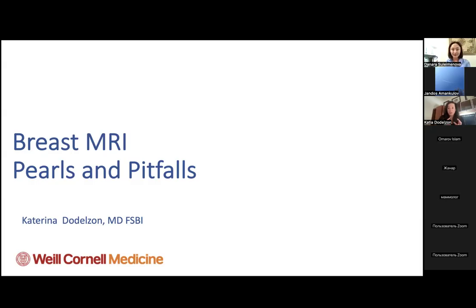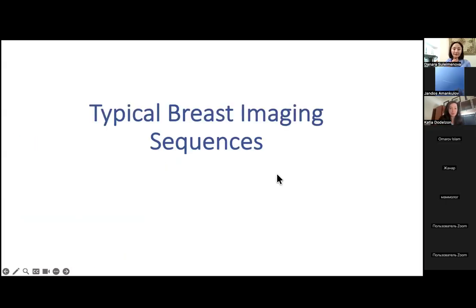And there were some changes, and I'm going to talk about them across all different breast imaging modalities, but also MRI. And so we're going to talk about the updated terms and what they mean. So let's jump right in. And I'm starting with the basics just to get an even playing field for everybody. So typical breast imaging sequences for breast MRI. And then we'll talk about why we actually need them and what we can do with them.